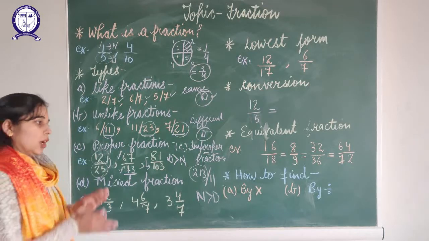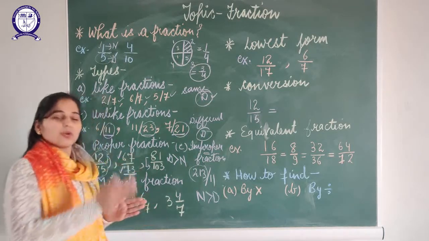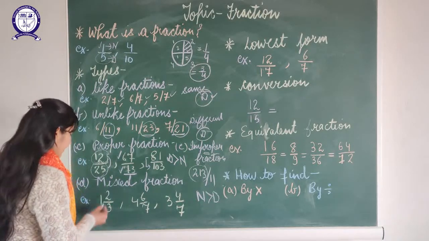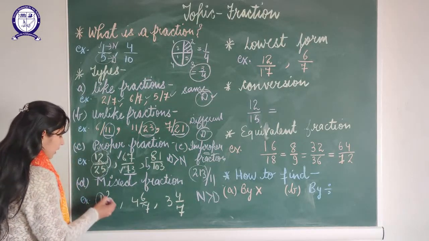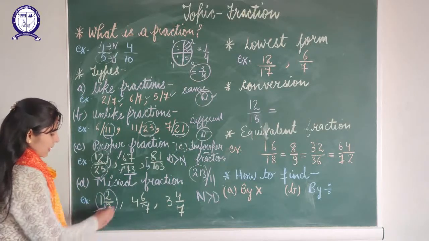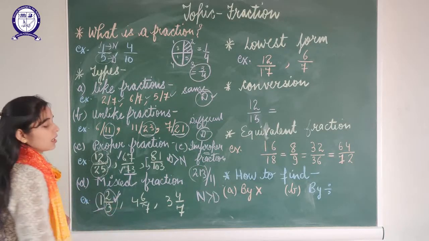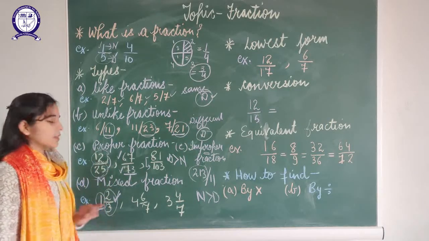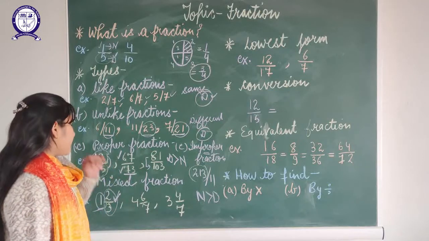In this fraction, the whole part will also be there, and also one proper fraction, or the part of the fraction, will be there. Let's have an example. This is 1 and this is 2 by 3. So this 1 is representing the whole part and this 2 by 3 is the proper fraction, or the portion of the fraction. This 1 plus 2 by 3 will be the complete mixed fraction.